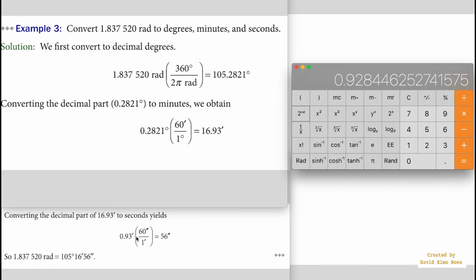And again, we have 60 seconds for every minute times the number of minutes. So the minutes will go out and we'll be left with seconds. So let's multiply this times 60. And we're going to get 55.7, which is roughly 56. So our answer here would be 105 degrees, 60 minutes, and 56 seconds.